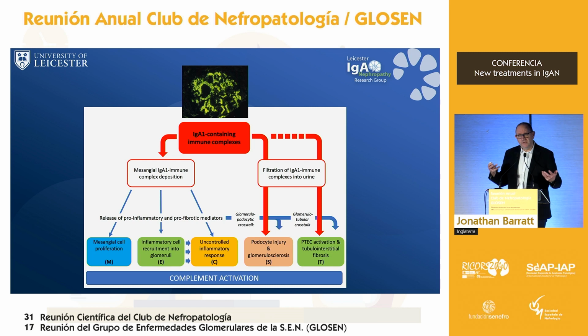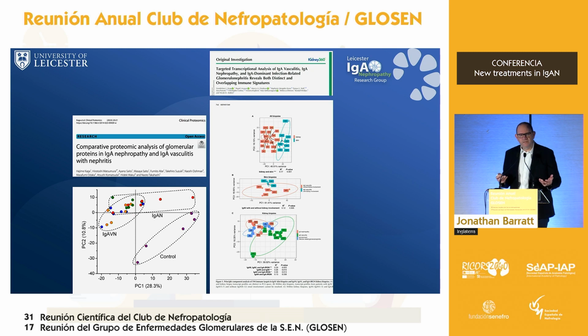So what evidence is there that similar processes are happening in IgA vasculitis? There have been some studies, but not many. This study here is a proteomic study looking at the expression of proteins in glomeruli in IgA vasculitis. On this principal component analysis, you can see here healthy kidney tissue, IgA vasculitis and IgA nephropathy. You can see there's a lot of shared upregulation of proteins, but there are distinct proteins being seen in IgA nephropathy and IgA vasculitis. Now, this is a small study, but it's starting to show there are significant commonalities, but also differences.